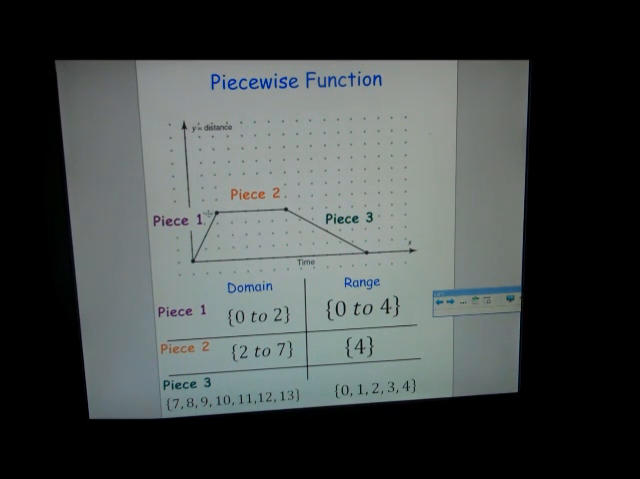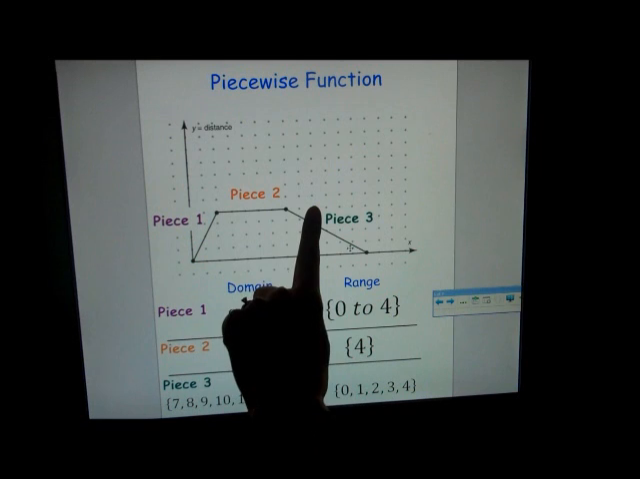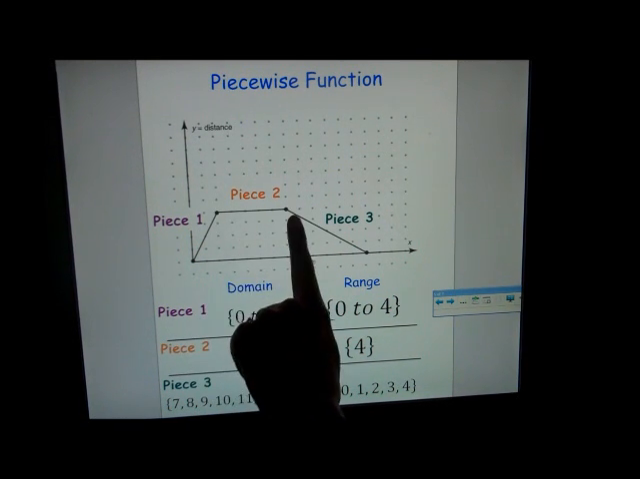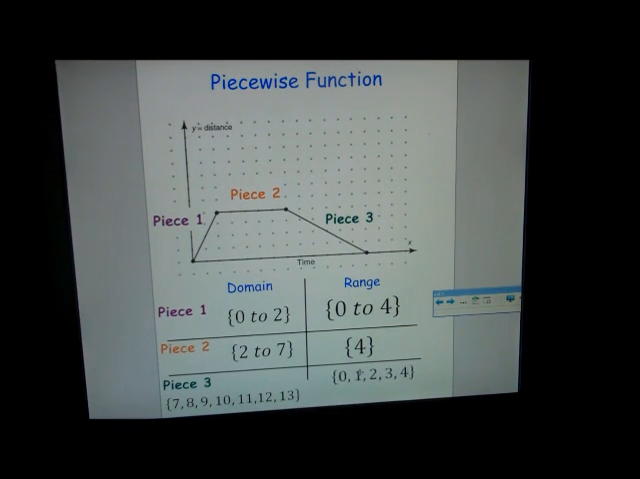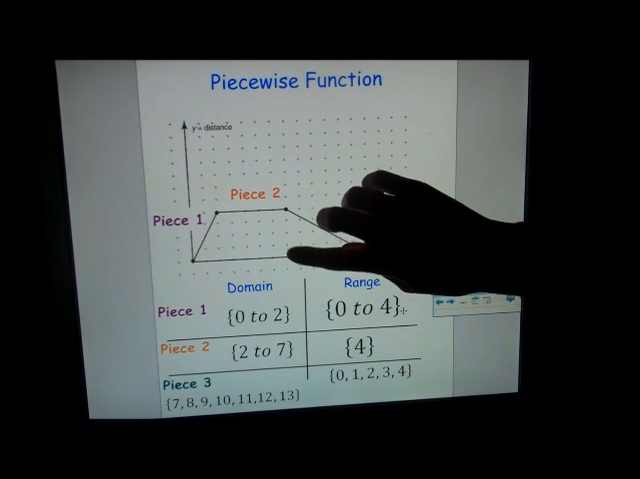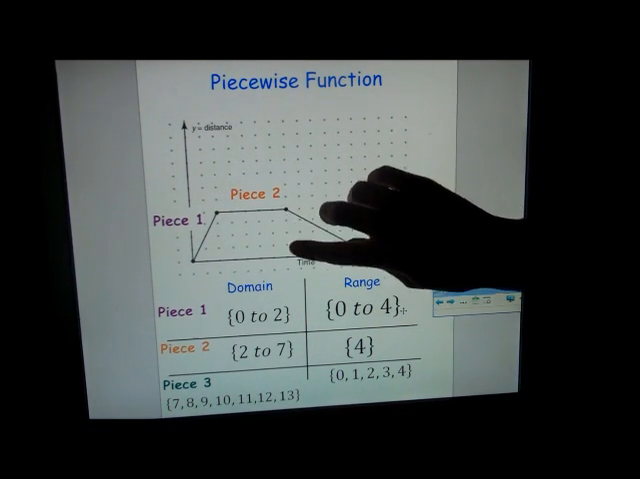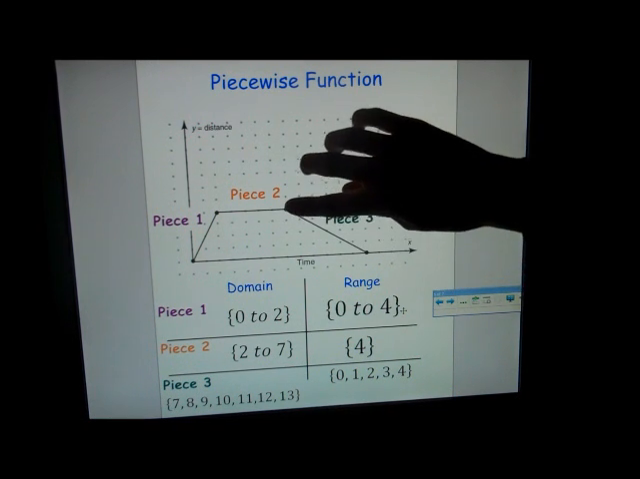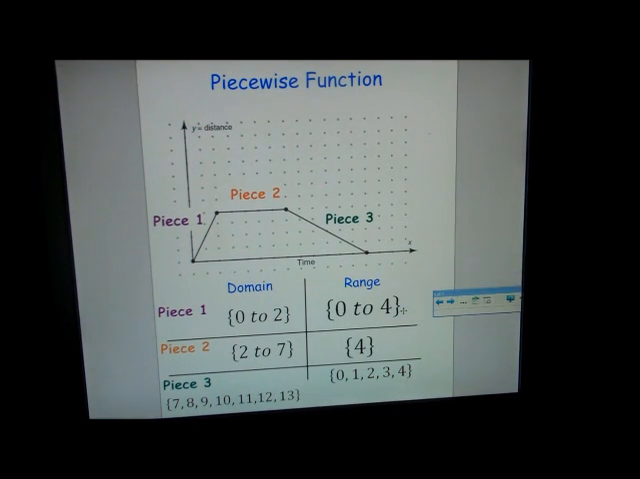Piece 2 is special because it's just 4. It doesn't go any higher than 4, so the only range value is 4. And then for piece 3, our range values start at 4 and go all the way to 0. But you write it the way that you read, and we start with the smallest number first. So again, it would be 0 to 4. Okay? Those are our range values.